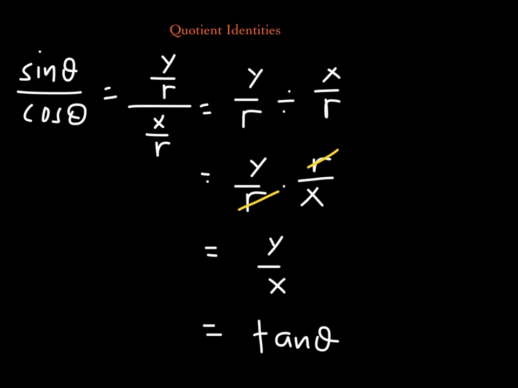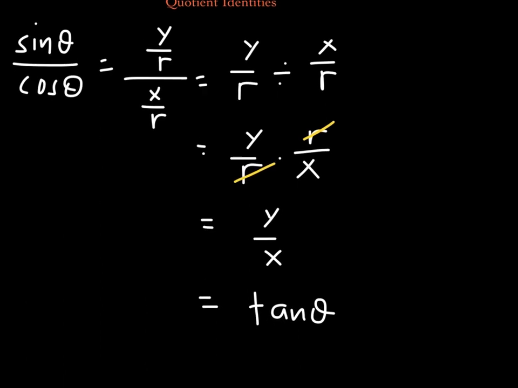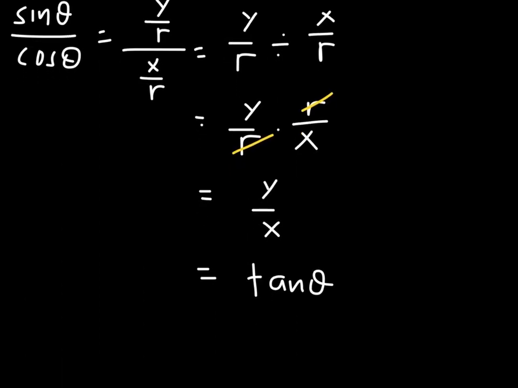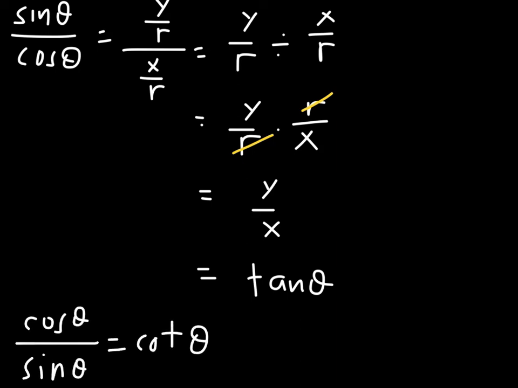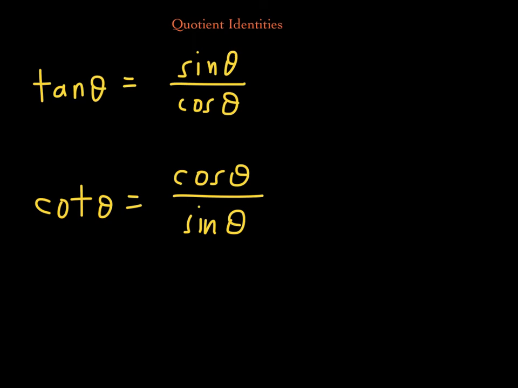Now, similarly, I can show you that, or you can do this on your own if you'd like. That would be even better. You and I can show that cosine of theta divided by sine of theta will be equal to cotangent of theta in a similar way. So let me write down your quotient identities formally and really neatly for you. All right, these are your quotient identities. Okay, cool. Make sure you have those handy.